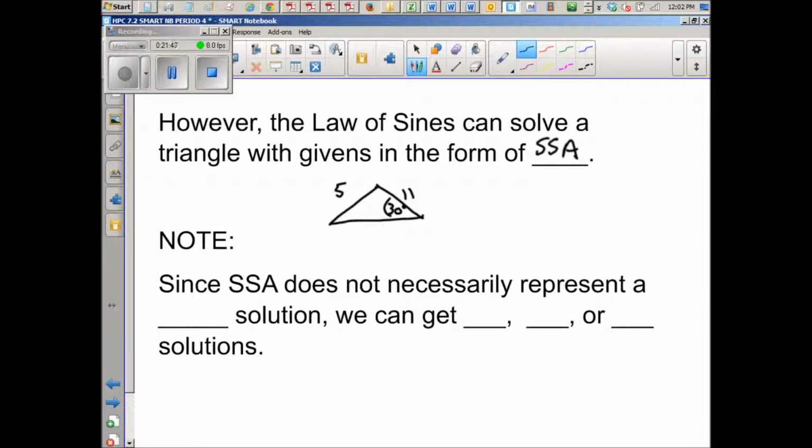So what do we mean there's no SSA rule? It just means that this triangle, under certain conditions, will not even have a solution. And in other conditions, it will have one solution. And in some cases, it could even have two solutions. It all depends basically on that angle right there. Okay, let me try and convince you.